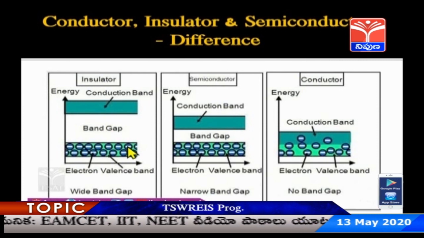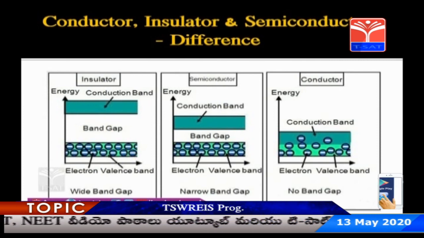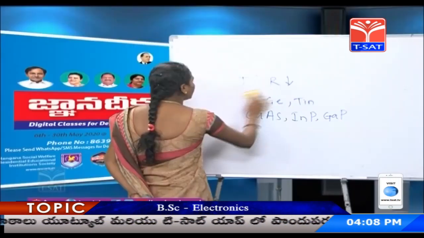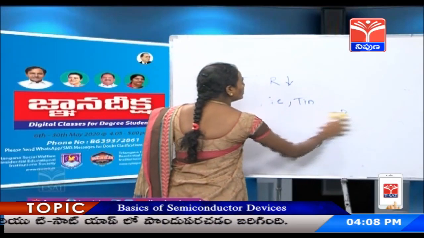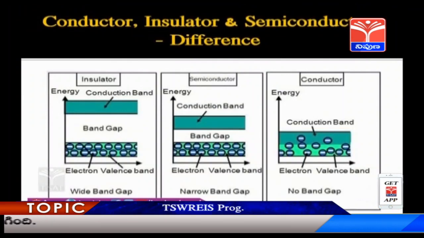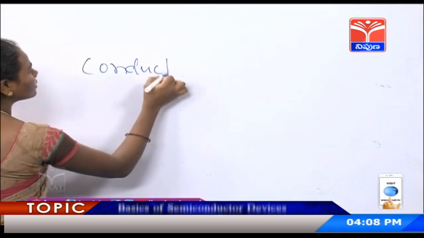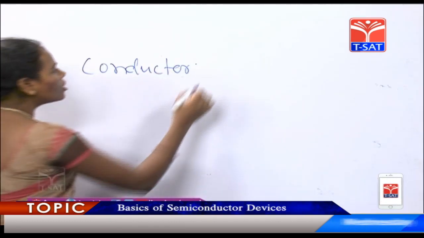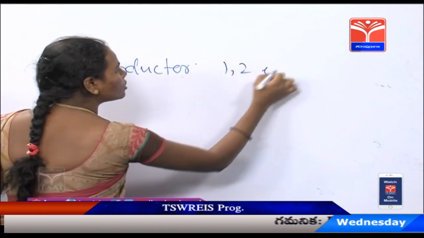The differences between semiconductors, conductors and insulators are because of the valence electrons. Conductors will have 1 or 2 valence electrons.